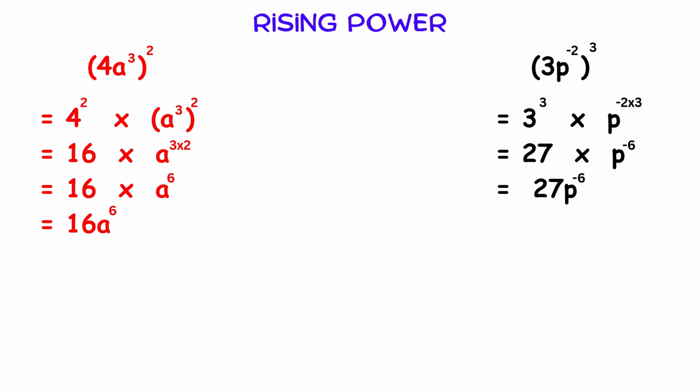For this very last one, 3p to the power of -2 all cubed, we need to apply that power of 3 to the number and letter individually. So 3 cubed times p to the power of -2 times 3, which is 27 times p to the power of -6, or just 27p to the power of -6.